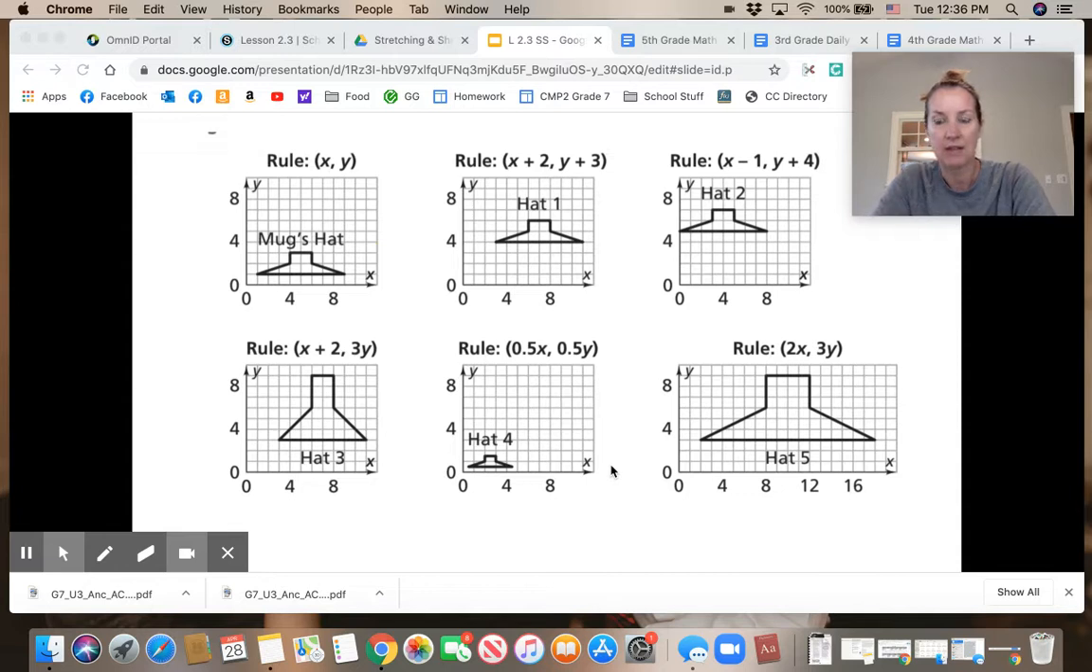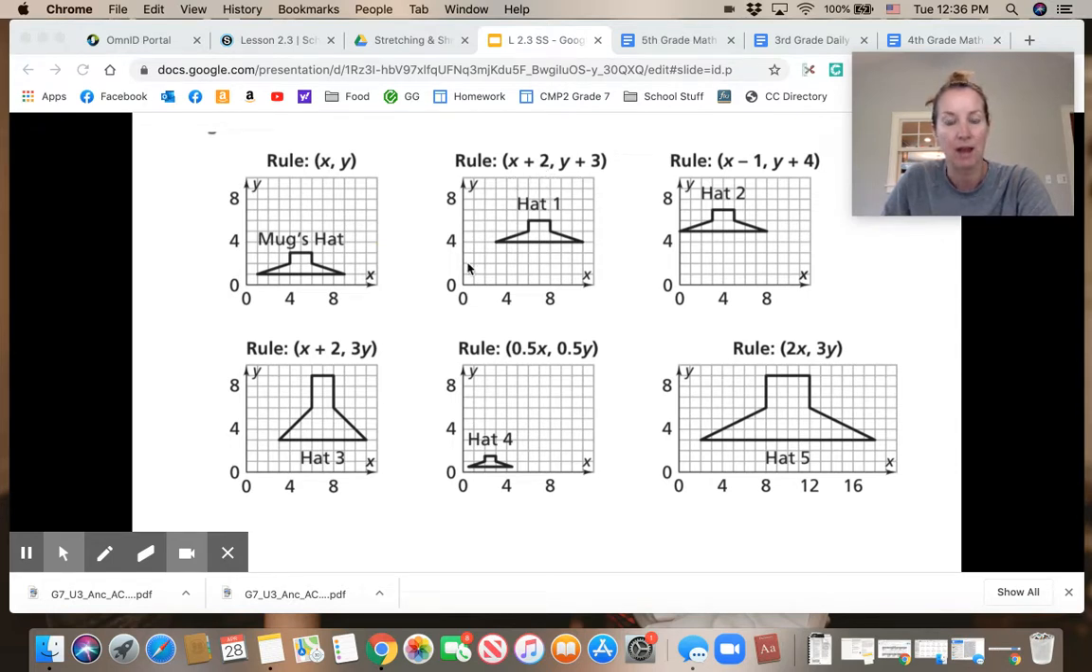Question A was asking you to make predictions. I didn't put that on this screen because everybody's predictions would be different. So the first one was Mug's hat. Then you had a rule of +2 for X and +3 for Y. And what happened to the hat? It stayed the same size. There was nothing being multiplied by the X and the Y, so the hat stayed the same size.